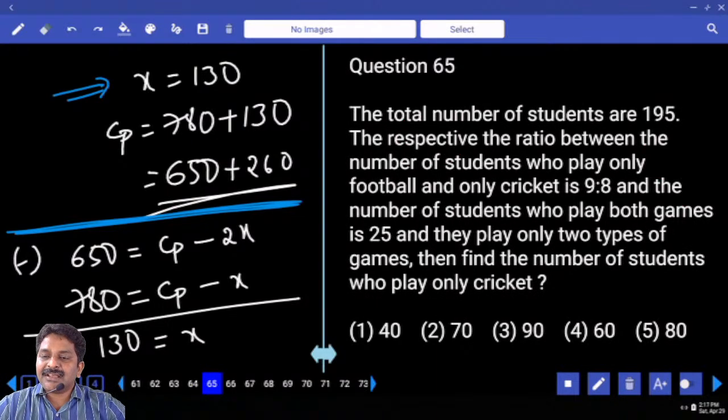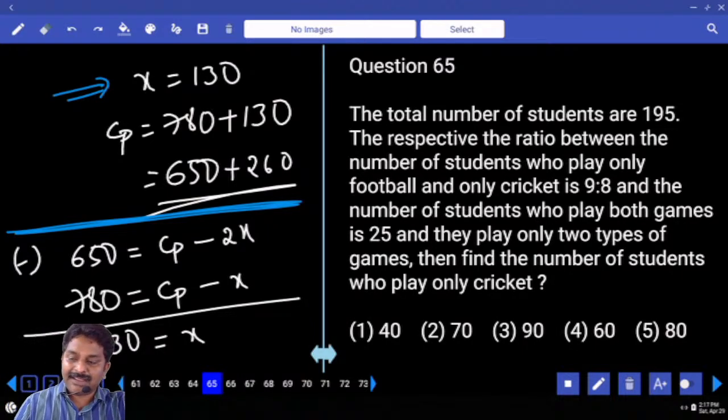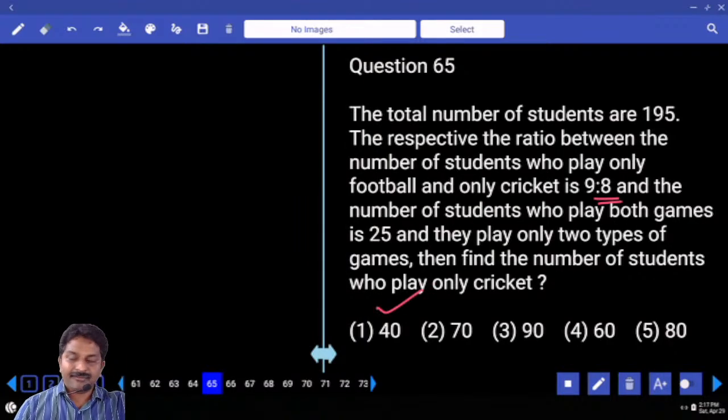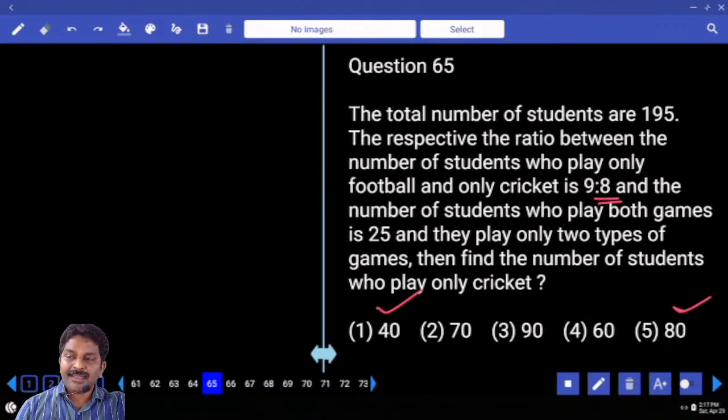The total number of students are 195. The respective ratio between the number of students who play only football and only cricket is 9:8, and the number of students who play both the games is 25, and they play only 2 types of games. Then find the number of students who play only cricket. Only cricket, right? How many parts we have? Answer must be a multiple of 8. It may be 40 or 80. So we have to calculate.